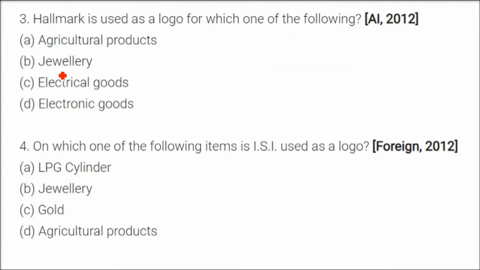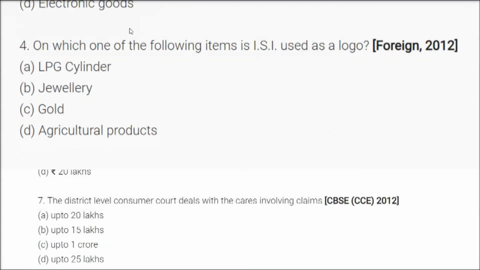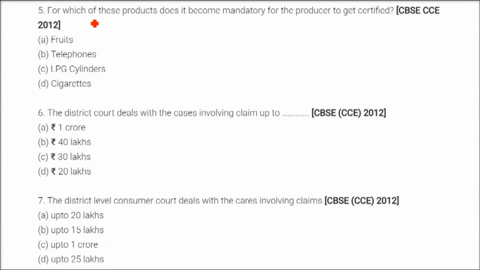Hallmark is used as a logo for which one of the following? It is used for jewelry. Third is B. On which one of the following items is ISI used as a logo? It is LPG cylinder. For which of these products does it become mandatory for the producers to get certified? This is LPG cylinder, because this is very dangerous.